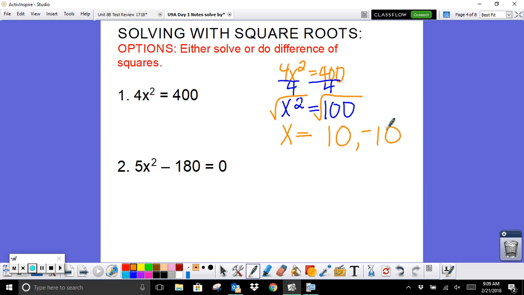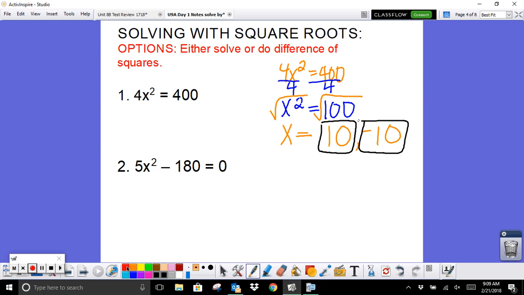So if you solve it this way, what I see a lot of times is a lot of you will get 10 as a solution, but you'll forget you can also have negative 10. So I don't care which way you work it, but you need to get the right answer. Okay, we'll see an example of that on number 2.